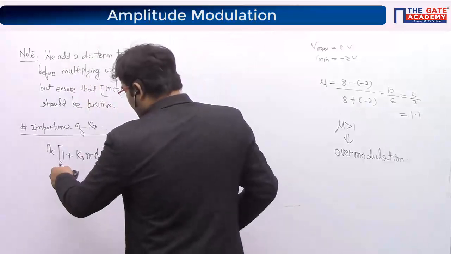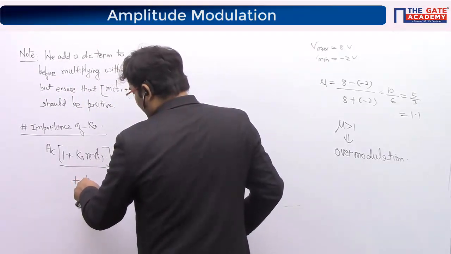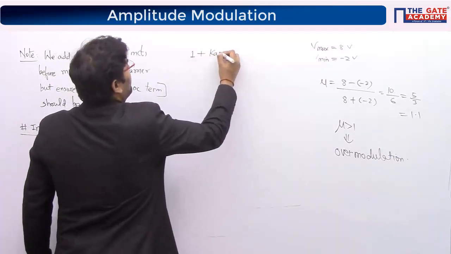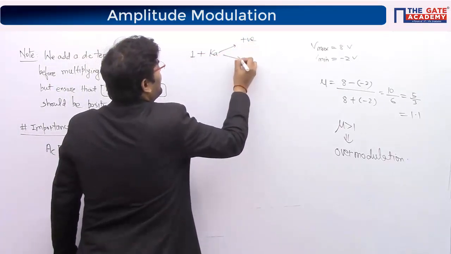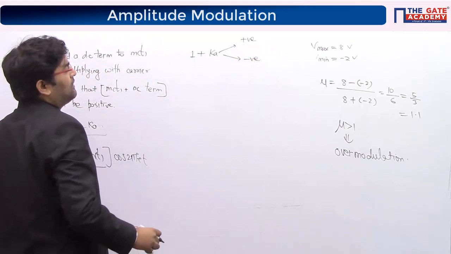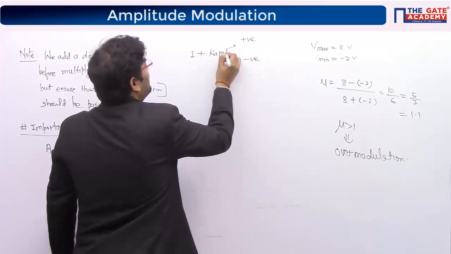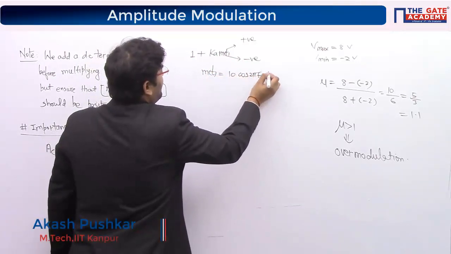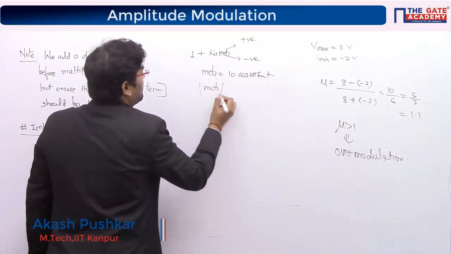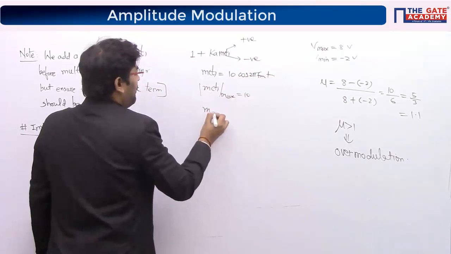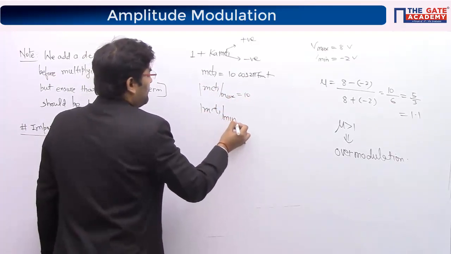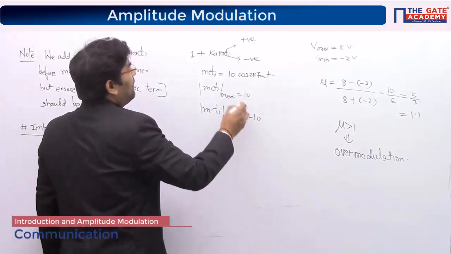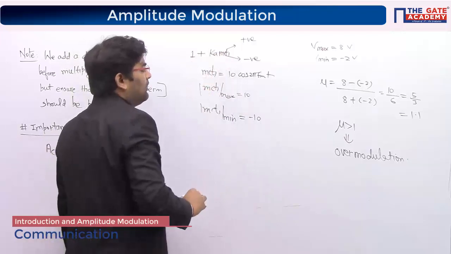See, the whole idea is that this term should be positive. If it is not positive, then it's a problem. If you look at this term only, 1 plus K m(t) can go positive as well as negative. Suppose m(t) is 10 cos 2 pi fm t. So m(t) max is 10 and m(t) min is minus 10. Max is anyway fine, but min will be 1 minus 10 if we say K equal to 1, so we're going negative.